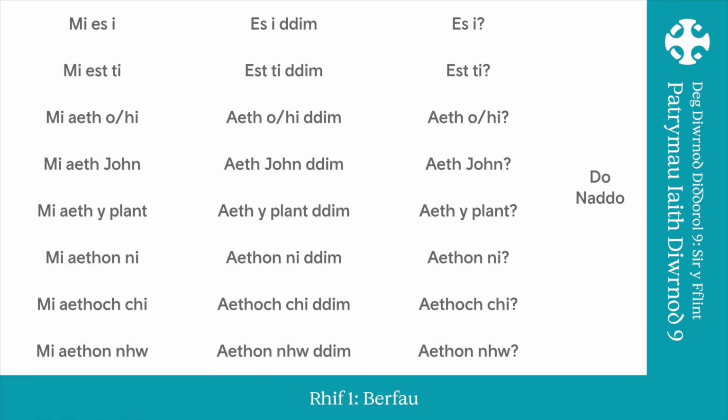Mynd, past tense. Mi es i, mi es ti, mi aeth o, mi aeth hi, mi aeth Edward, mi aeth y plant, mi eithon ni, mi eithoch chi, mi eithon nhw. Es i ddim, es ti ddim, aeth o ddim, aeth Edward ddim, aeth y plant ddim, eithon ni ddim, eithoch chi ddim, eithon nhw ddim. Es i, es ti, aeth o, aeth hi, aeth Edward, aeth y plant, eithon ni, eithoch chi, eithon nhw.